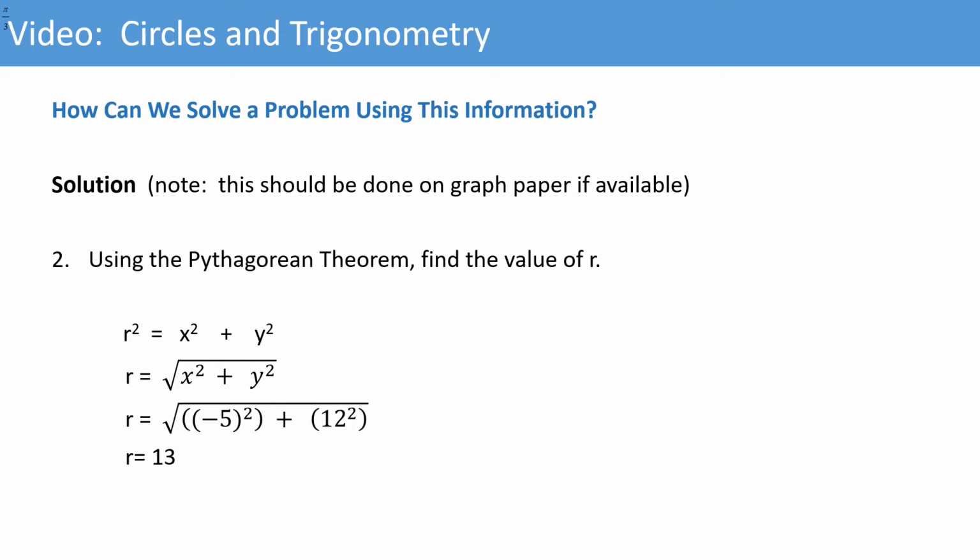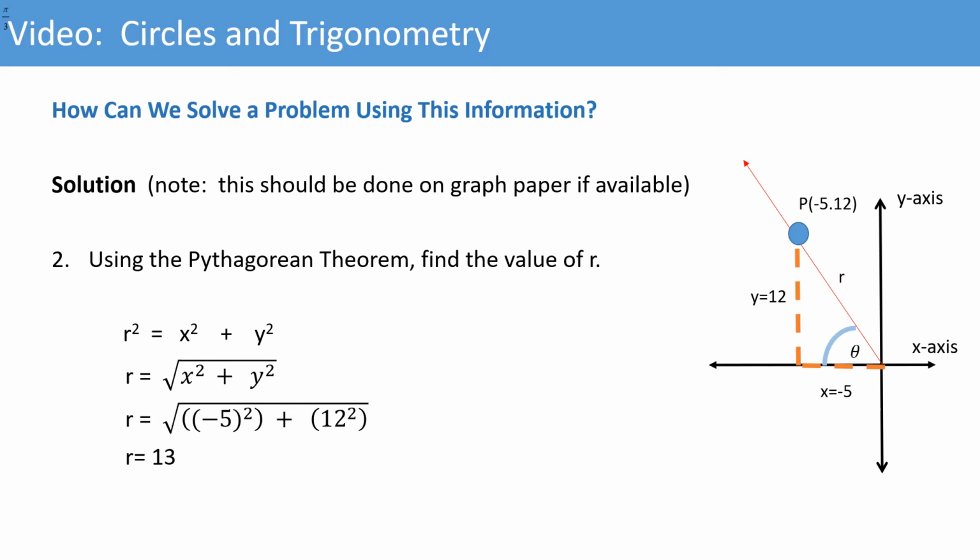Substitute in -5 for the x. Please note that it goes inside brackets, plus 12 squared. We do the math and we get the square root of 169, which is 13.